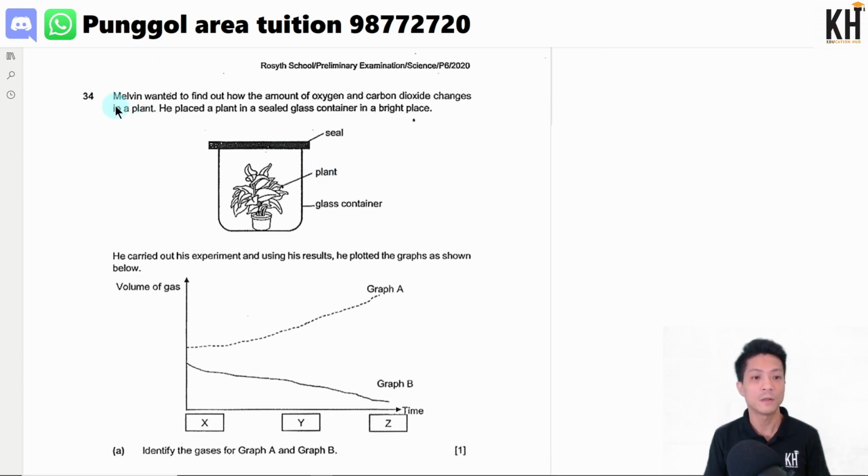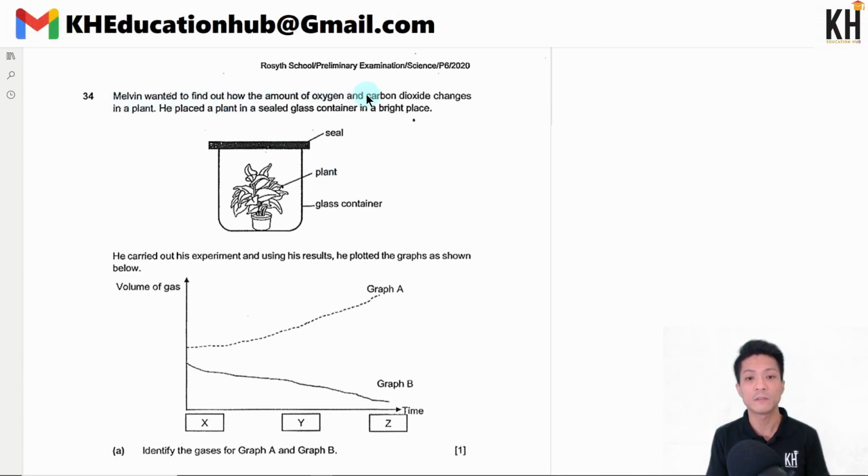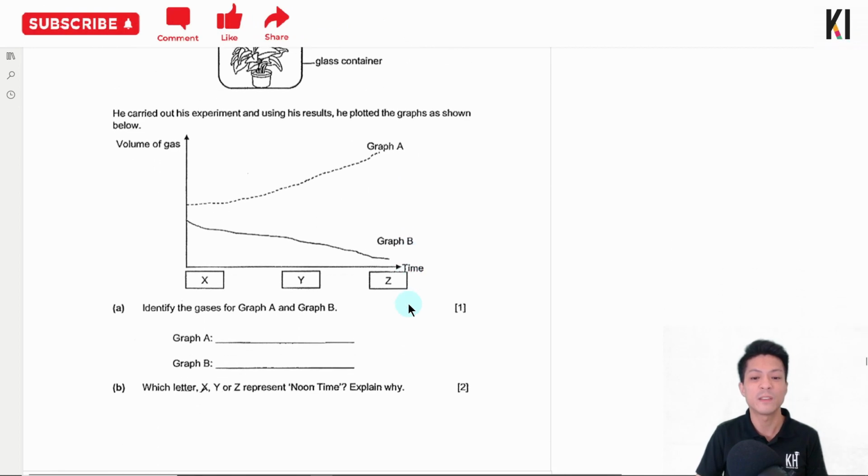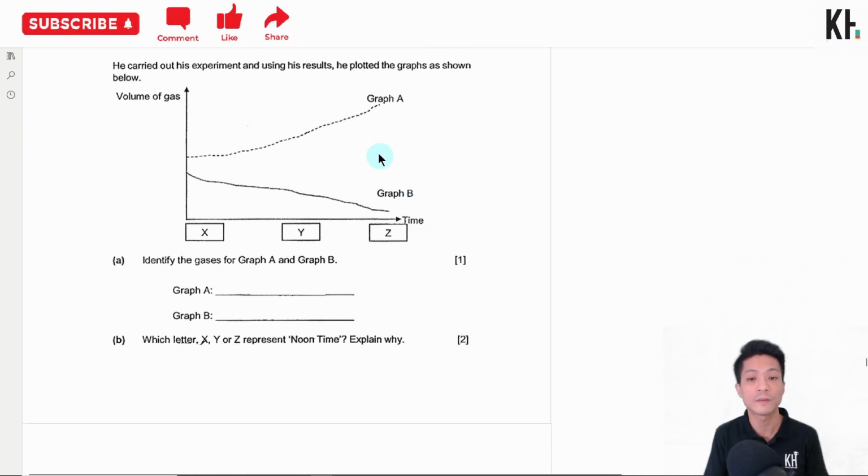Question 34. Melvin wanted to find out how the amount of oxygen and carbon dioxide changes in a plant. Place a plant in a sealed glass container in a bright place. So he carried out his experiment using his results, and he plotted the graphs as shown below. So the volume of gas, there is a graph A and graph B. We can roughly guess what is the gas of graph A and graph B.